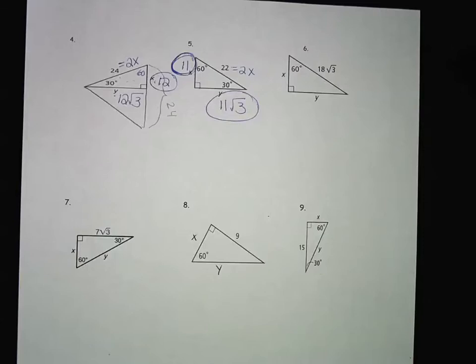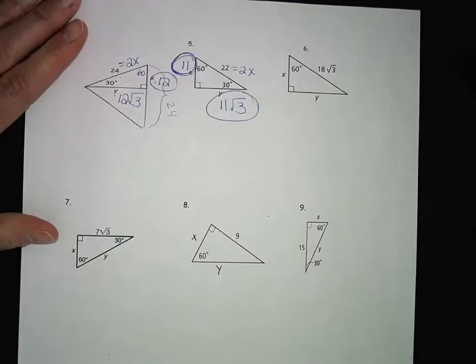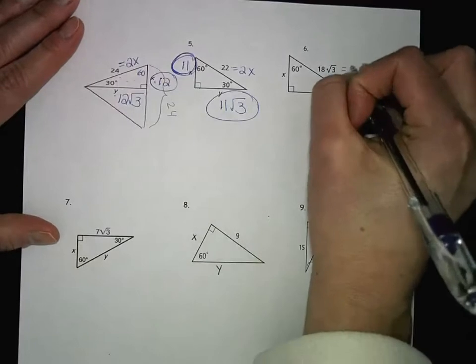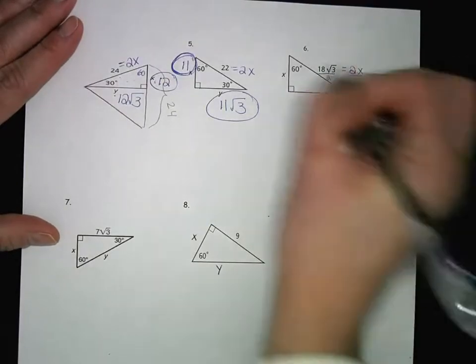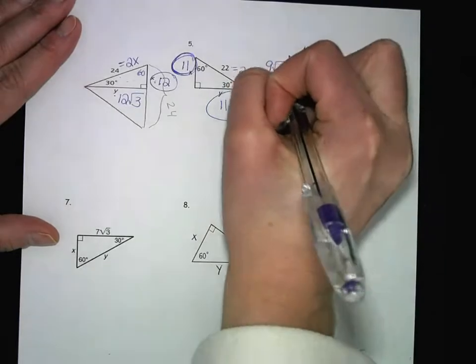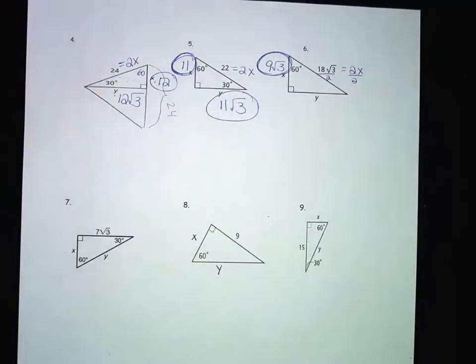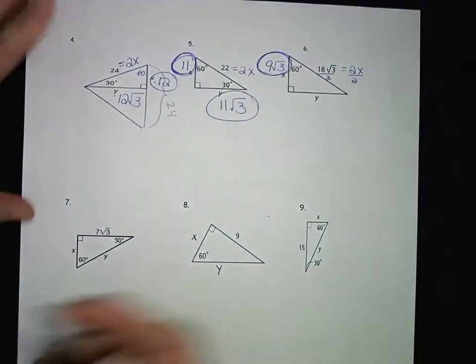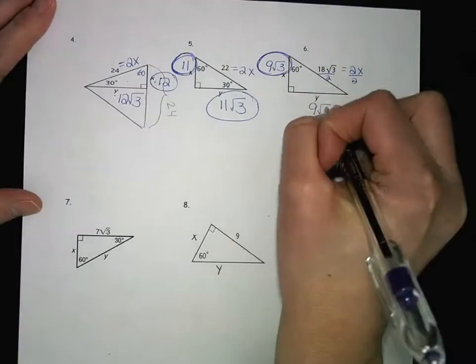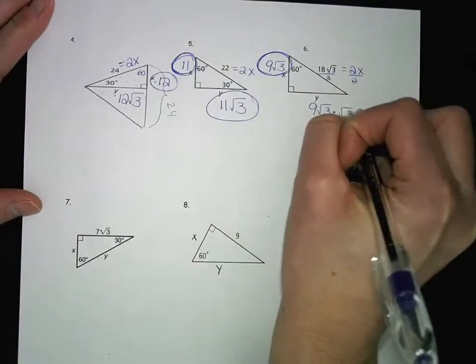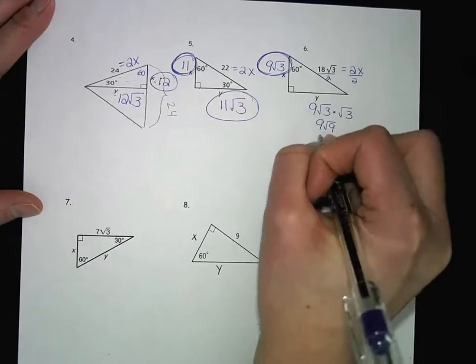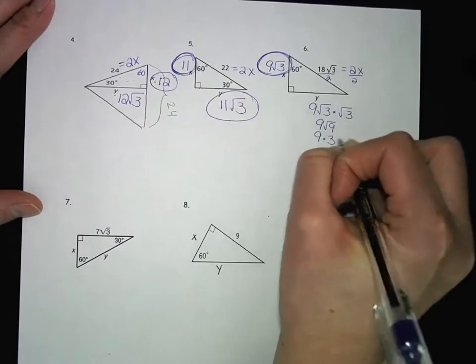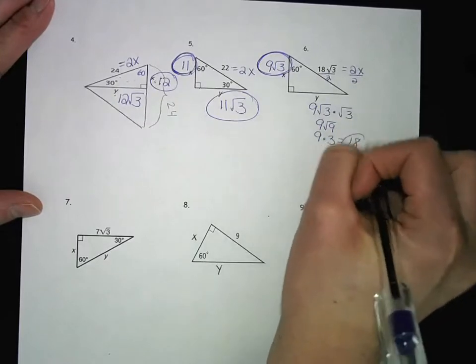All right, hopefully you tried it. And on number 6, this is actually 2x. So if I divide by 2, that means I get 9 square roots of 3. Okay, that's my short leg. The longer leg is that number times the square root of 3, which is really 9 square roots of 9, which is really 9 times 3, which is 18.